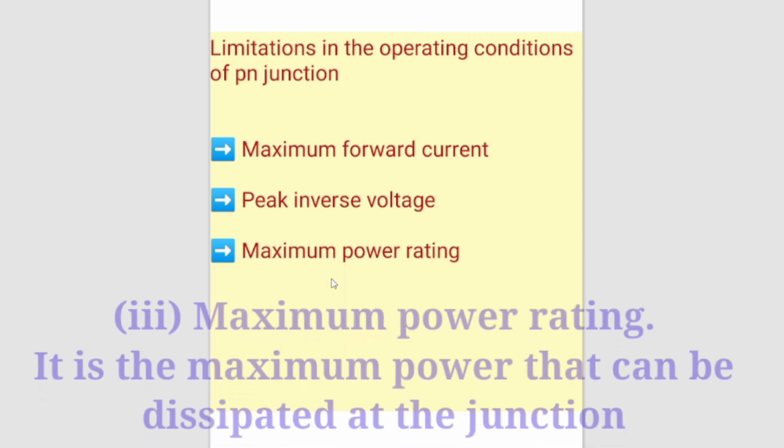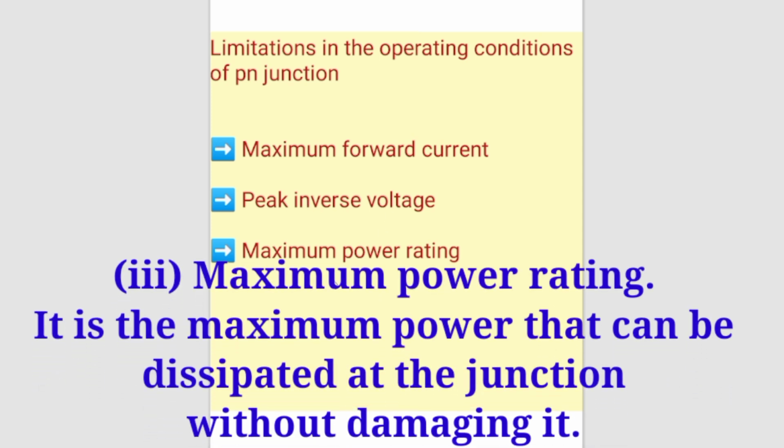Next one is maximum power rating. It is the maximum power that can be dissipated at the junction without damaging it. The power dissipated at the junction is equal to the product of junction current and the voltage across the junction. This is a very important consideration and is invariably specified by the manufacturer in the datasheet.